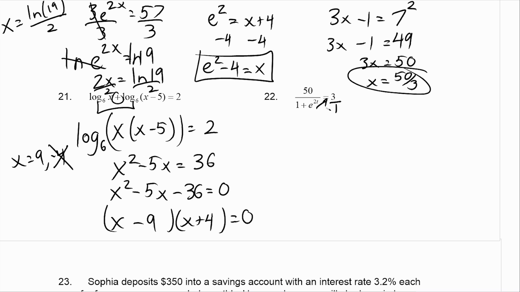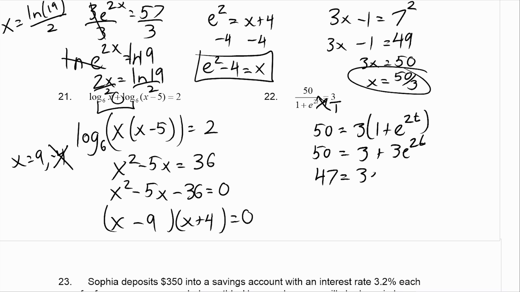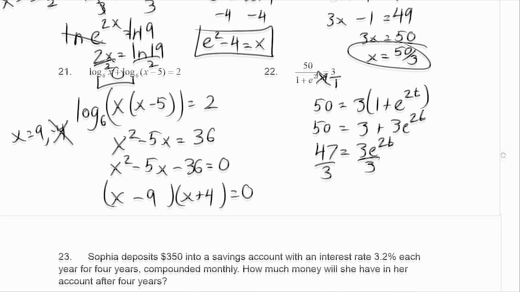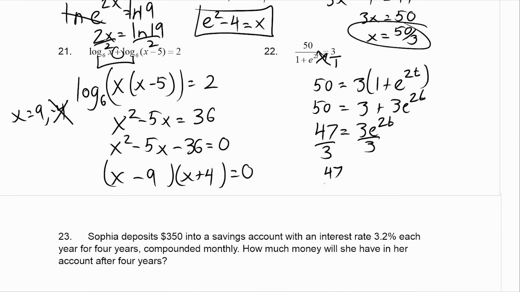All right, and 22, what I'm going to do is I'm going to write this 3 over 1 and then cross multiply both sides. So I end up getting 50 is equal to 3 times 1 plus e to the 2t. Now there's multiple ways of doing this, but what I'm going to do is multiply the 3 into this quantity on the right hand side. So I'm going to say 50 is equal to 3 plus 3e to the 2t. Subtract 3 from both sides, so I end up getting 47 is equal to 3e to the 2t. Divide both sides by 3. Since those don't go in evenly, I'm just going to keep it just like that. 47 over 3 is equal to e to the 2t.